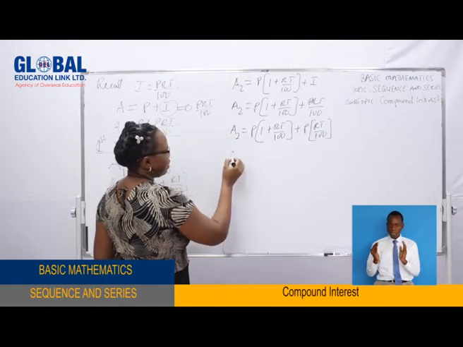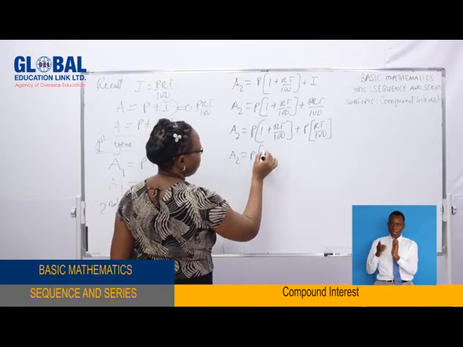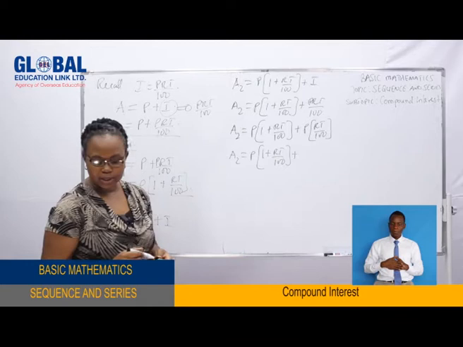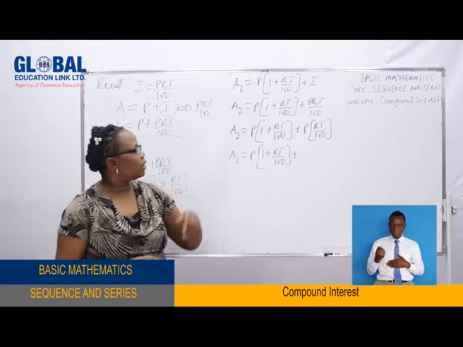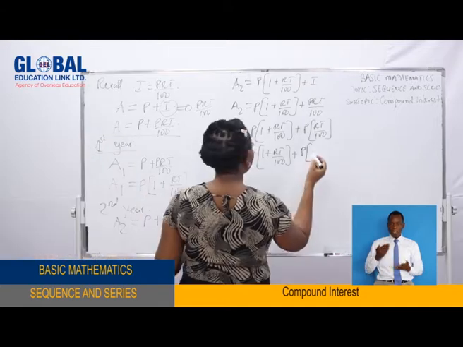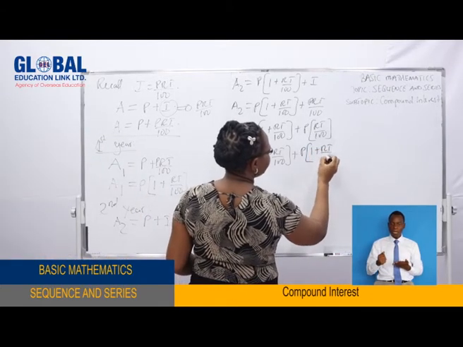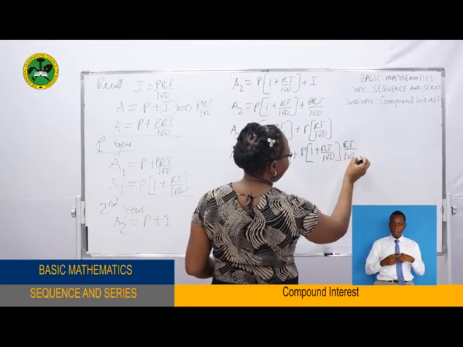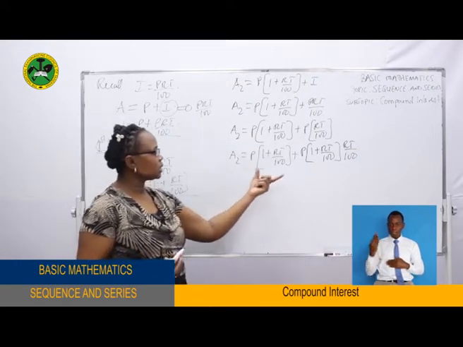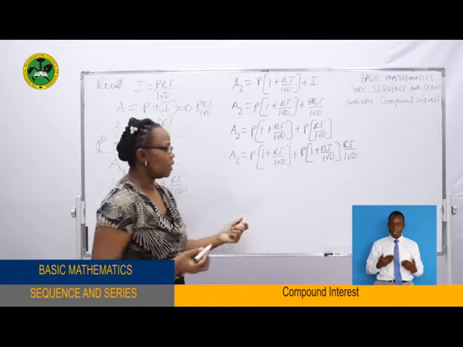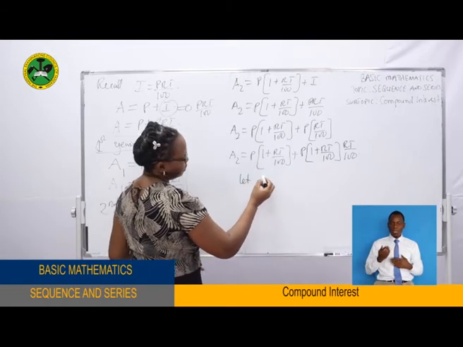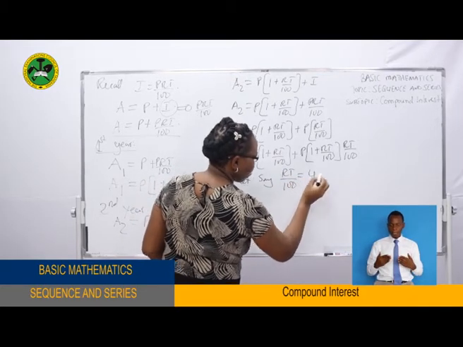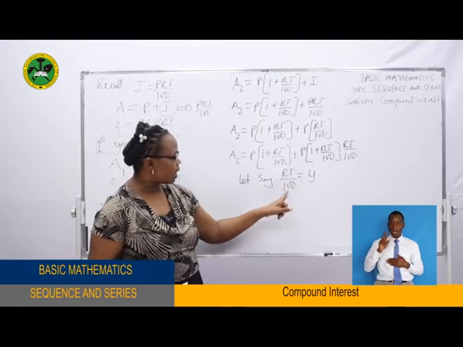But what is P? P is the amount of money obtained at the first year, which is P(1 + RT/100), then it is times RT/100. So this is the amount of money obtained in the second year. Let's say RT/100 is equal to Y.